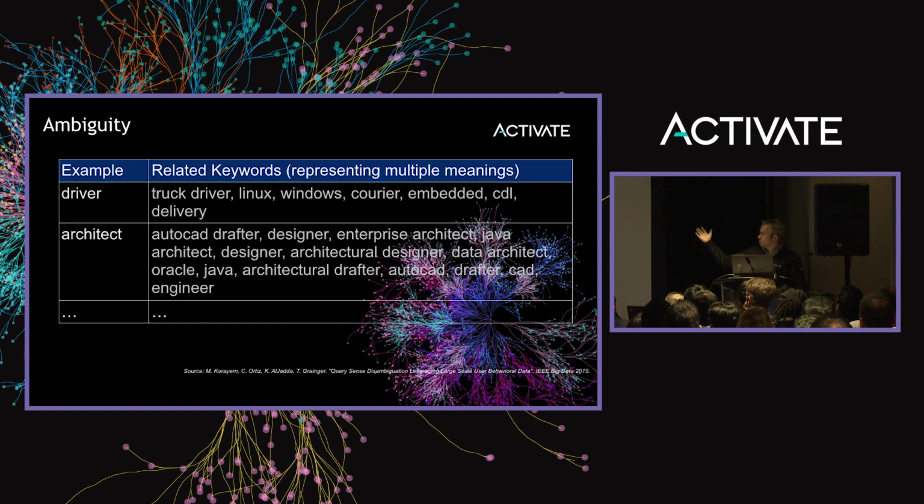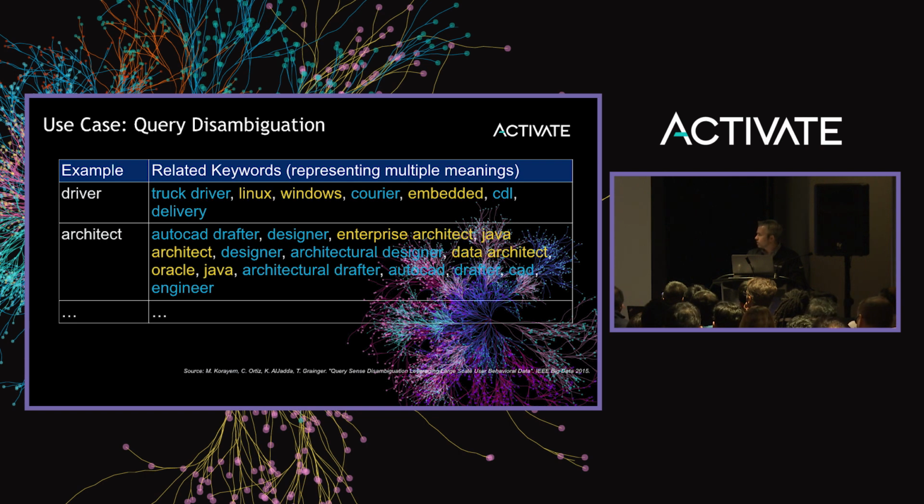And you see a list of a bunch of words: truck driver, Linux, Windows, courier, embedded, CDL, delivery. And with architect, there's some different shades as well. I color-coded it here to show that there's two distinct meanings and how we typically think about this. Two different broad categories for driver, which is the device kind of driver versus a vehicle driver, and golf club and those things didn't show up in this data set.